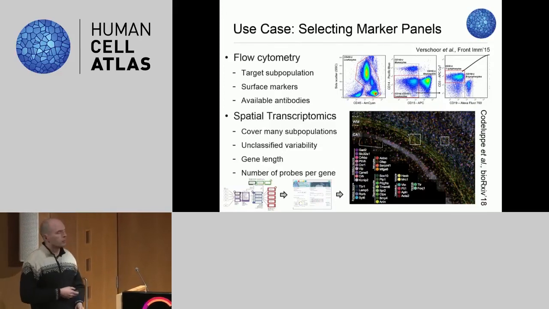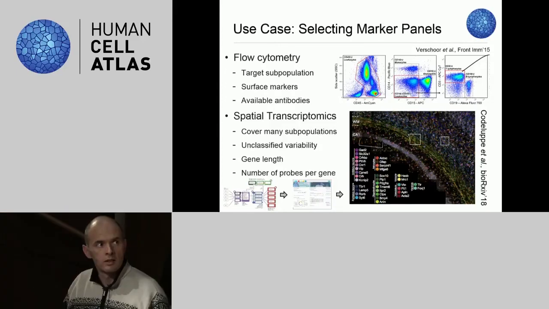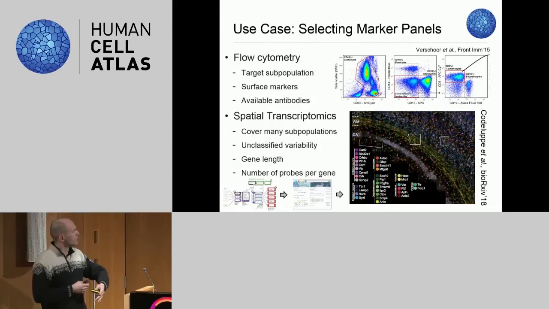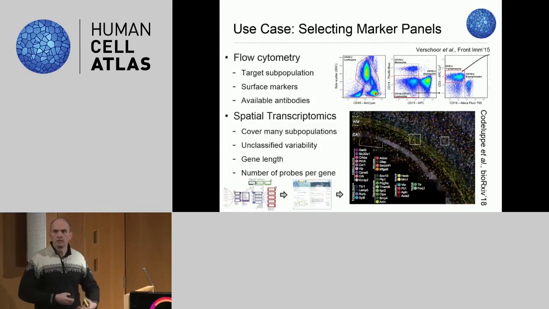A related problem is, going back to spatial transcriptomics, many of these methods can accept a restricted number of probes. So if you're trying to cover, let's say, as many populations as possible, or cover unclassified variability that exists within some of the stretched out clusters, these types of algorithms could be designed as portals where you could come in and formulate the parameters of your restrictions of your spatial transcriptomic methods, and it would help you design the target genes and target probes.